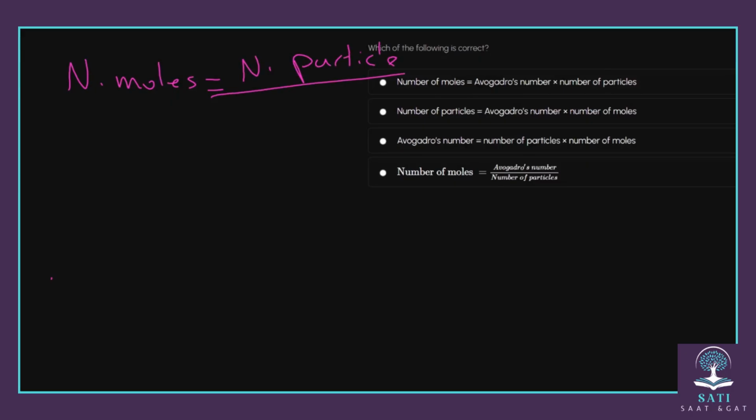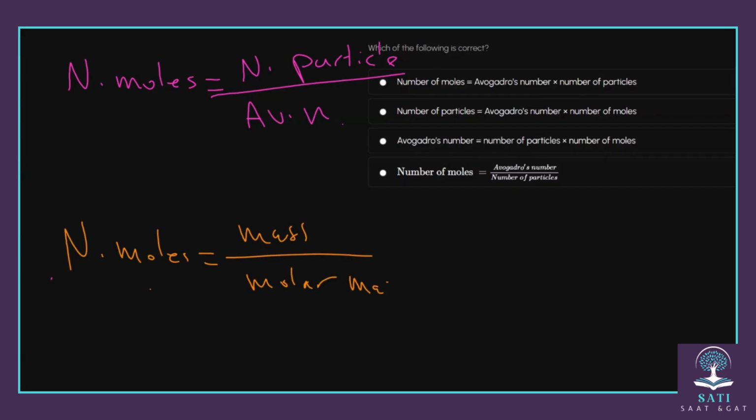over Avogadro's number. Over Avogadro's what? Number. This is one formula. And the second formula is also for number of moles, and you're going to use it in other calculations. It equals mass over molar mass. So these ones we need to remember, that are related to finding number of moles.